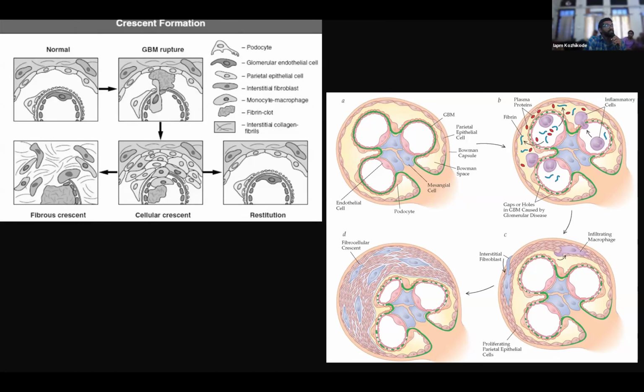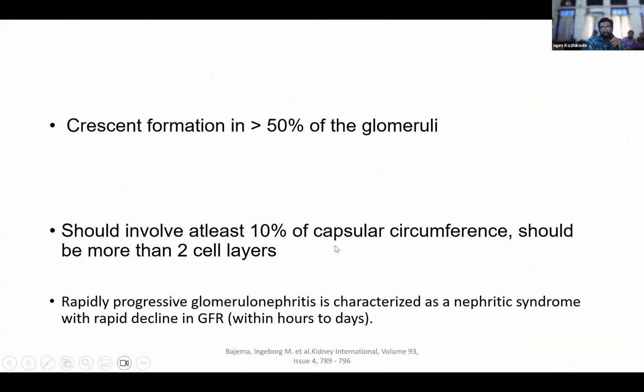And also sometimes you may be having vasculitis. There are vasculitides which can produce the breakage. So whenever such a breakage happens, this is the result. You will have the crescent. Crescents can be seen in various glomerulonephritis.